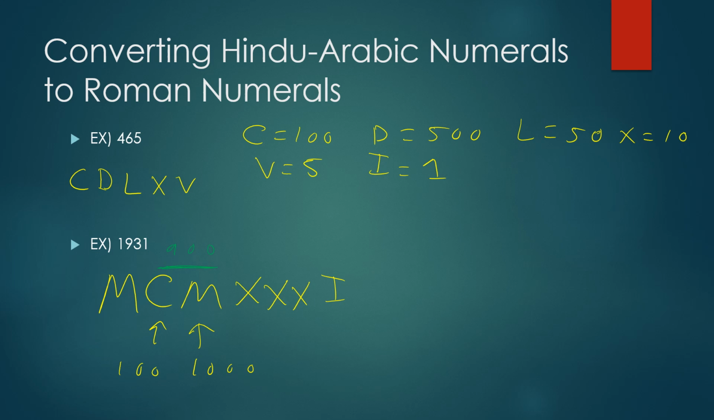A lot of times you'll see at the end of movie credits, usually we'll have the Roman numeral aspect of the copyright date rather than Hindu-Arabic. It'd be interesting to see why they chose to do Roman numerals for that instead of Hindu-Arabic. That's it.